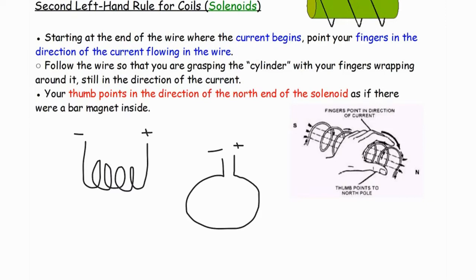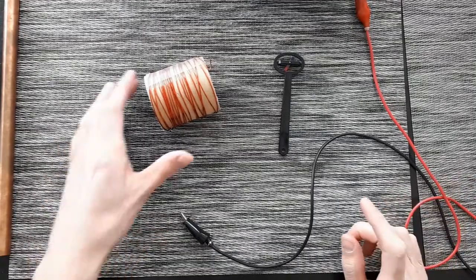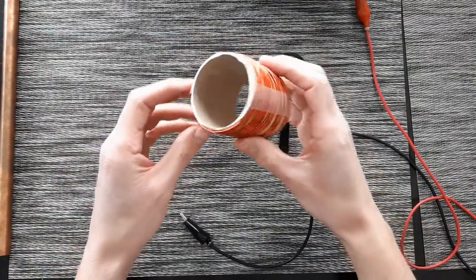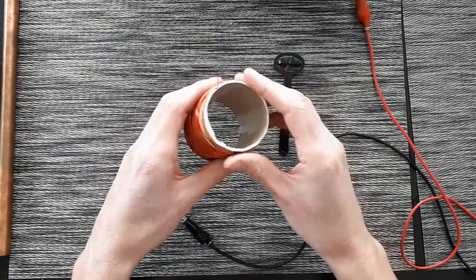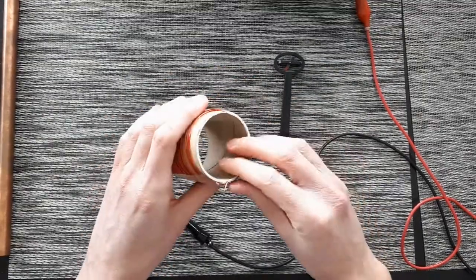Now for the solenoid hand rule, our fingers are the direction that the electrons are moving, and our thumb points in the direction of the north end of the solenoid, as if there was a bar magnet inside. So the second hand rule has to do with coiled wires. So this is a coil. I taped it to this thing just in order for it to stay in place.